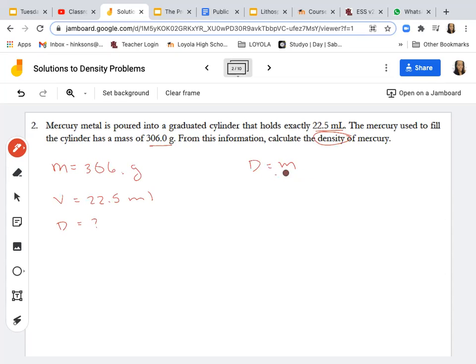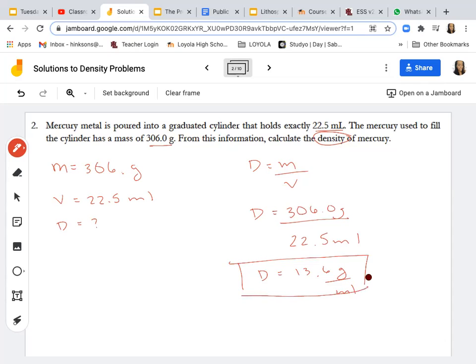First I want to see what formula you're using. Okay. Density equals mass divided by volume, so 30.6 grams over 22.5 milliliters equals 13.6 grams per milliliter. 13.6 grams per milliliter. Did everyone get that? Yes. All right. Kelsey, sweetheart, 13.6 grams per milliliter.